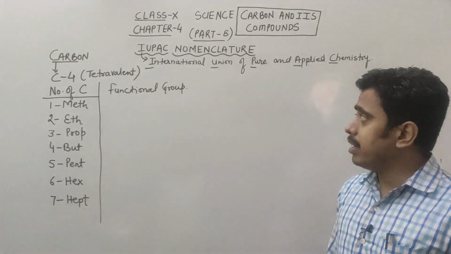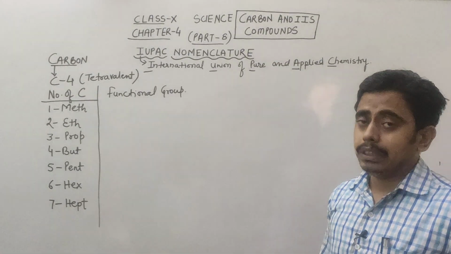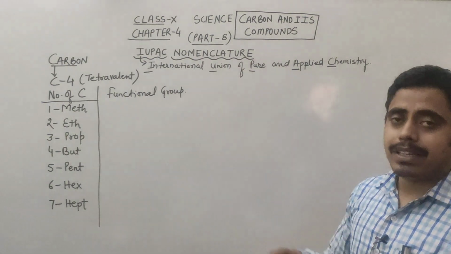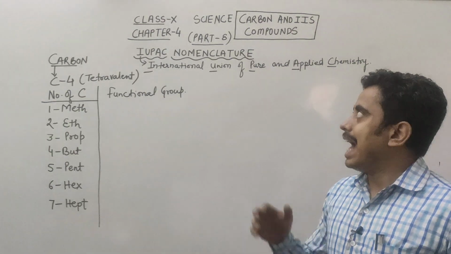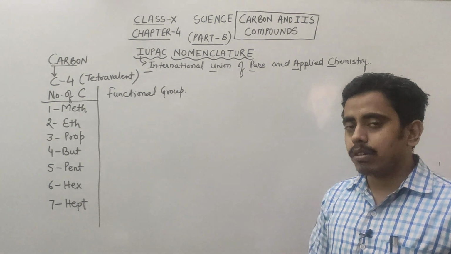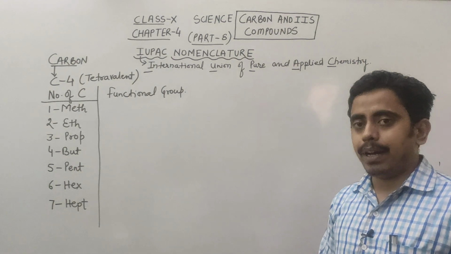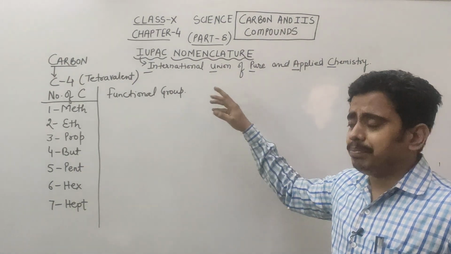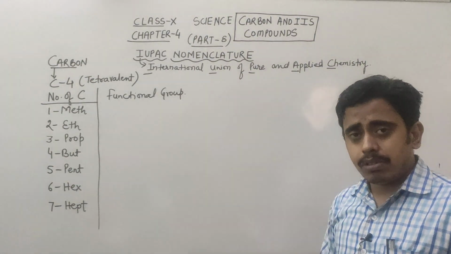In this session, we will discuss the IUPAC nomenclature of carbon compounds. This is part 8 of this video. IUPAC nomenclature basically means naming of the carbon compounds. The full form of IUPAC, which we have studied in earlier classes also, is International Union of Pure and Applied Chemistry. This organization gives the rules on how to name the carbon compounds.